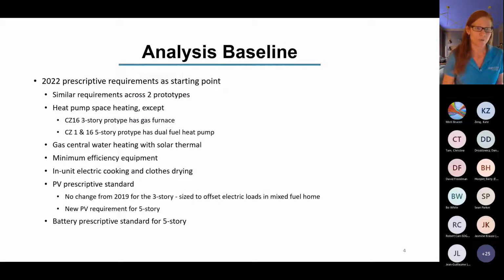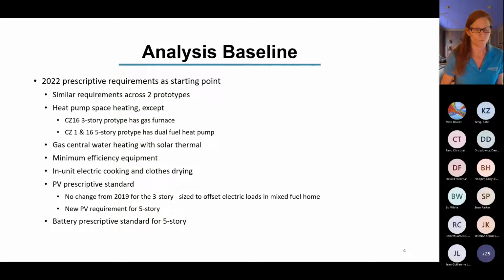So in our 3-story prototype, we have a gas furnace in climate zone 16. And in the 5-story in 1 and 16, we have a dual fuel heat pump. So that is a heat pump that is used as a primary heating source. Instead of having an electric resistance backup heating source or no backup heating source, there still is gas within that system to provide backup heating.